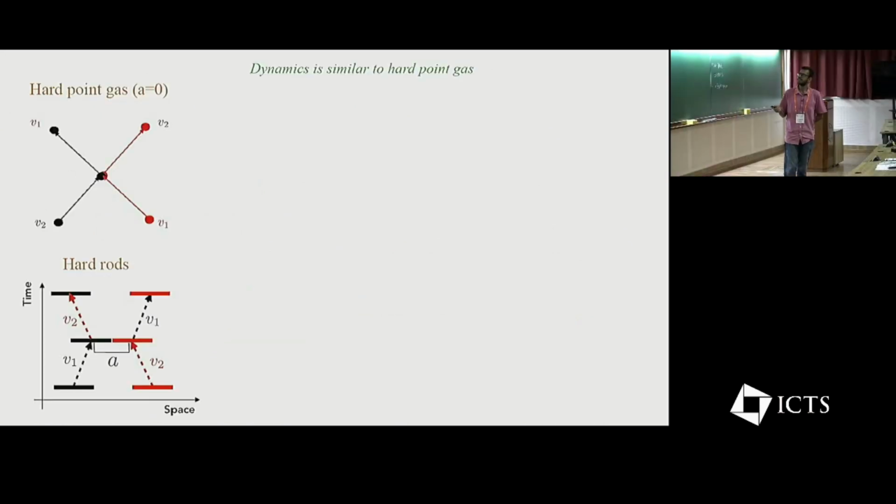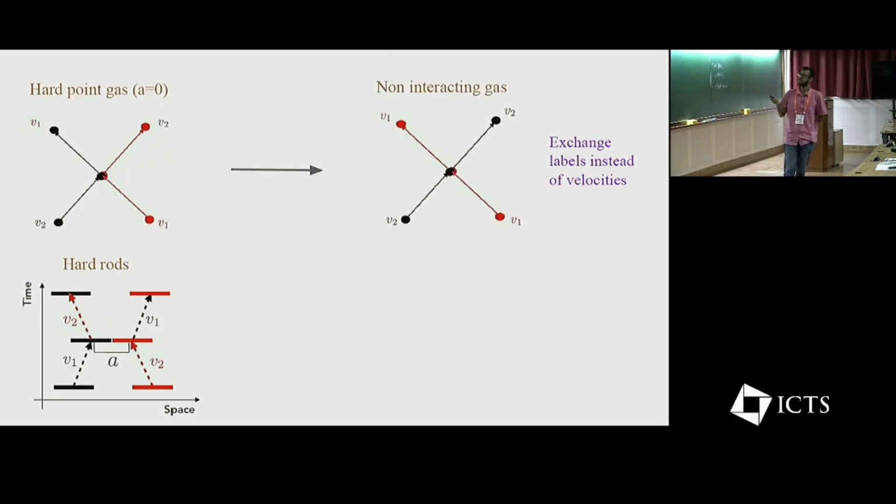Now, the dynamics here is similar to the dynamics of hard point gas particles, that is, in the limit of a equal to 0. For two hard point gas particles, if they collide, their momenta are exchanged. But instead of exchanging their velocities, we can also exchange their labels, and go to a non-interacting picture where the particles just pass through each other. So effectively, we get the dynamics of quasi-particle trajectories for this hard point gas, and these are non-interacting. A similar thing can also be done for the hard dot, and that was described in the last day's presentation by Professor Anupam Kundu.